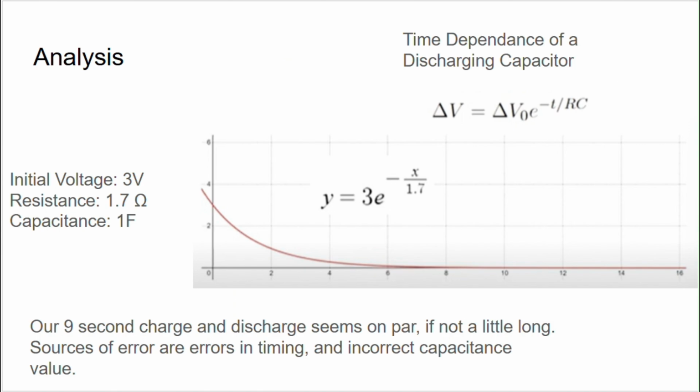Here is the analysis, and here's a graph of the time dependence of a discharging capacitor using our values. The initial voltage is 3 volts, the resistance is 1.7 ohms, and the capacitance is 1 F. Our 9-second charge and discharge times seem on par with this graph, if not a little long, so there could be some sources of error. The sources of error could have been errors in the timing or an incorrect capacitance value.